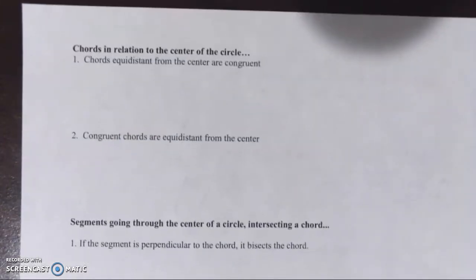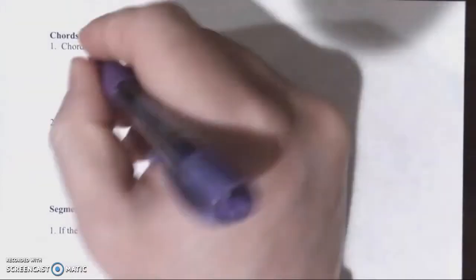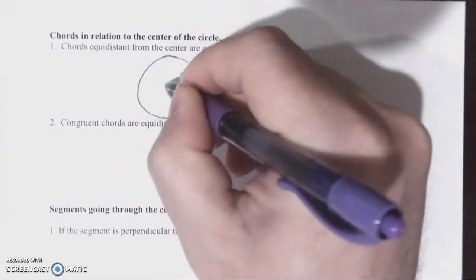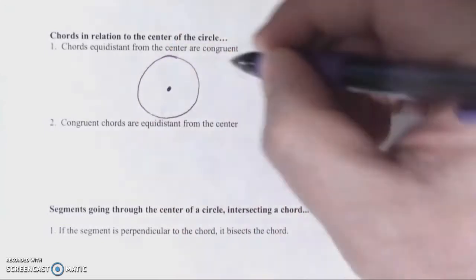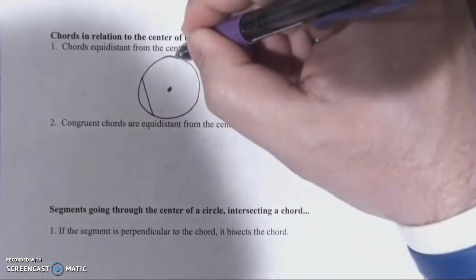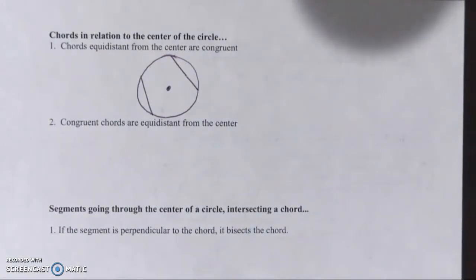All right, chords in relation to the center of a circle. There are a couple theorems when we determine that. Chords equidistant from the center are congruent. So we have one circle. Here's the center of the circle. I'm going to draw two chords. I'm going to draw one here, and one there. Not too bad.